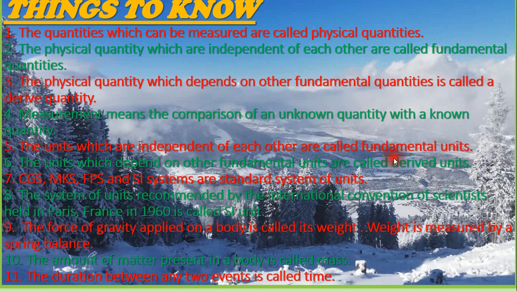The seventh thing to remember is that there are four standard systems of units, which are the CGS system, MKS system, FPS system, and SI system. The eighth thing to remember is that the system of units recommended by the International Convention of scientists held in Paris, France in 1960 is called SI unit. Yes, SI unit is the main thing that we should learn before reading physics.